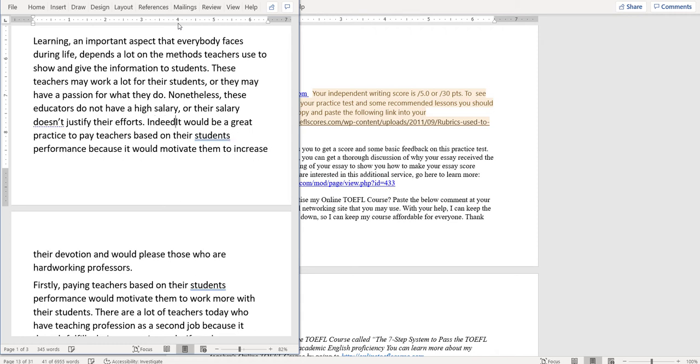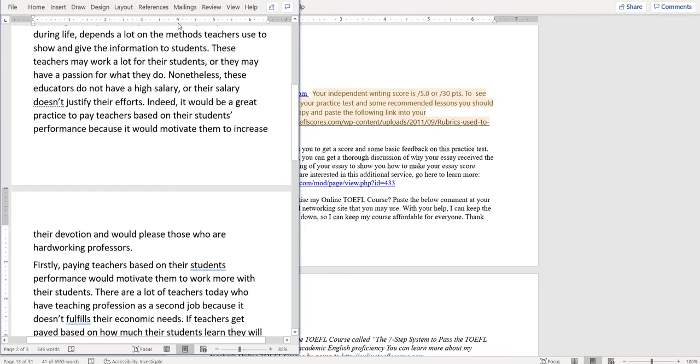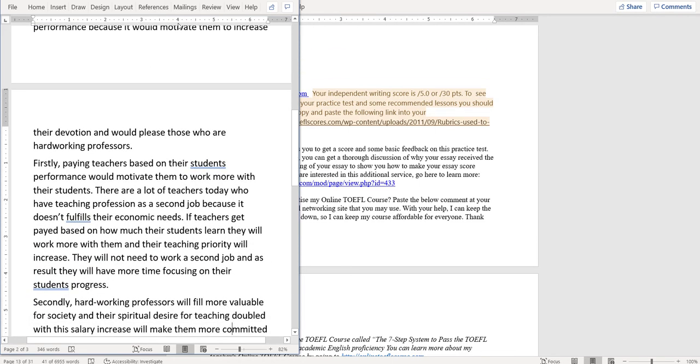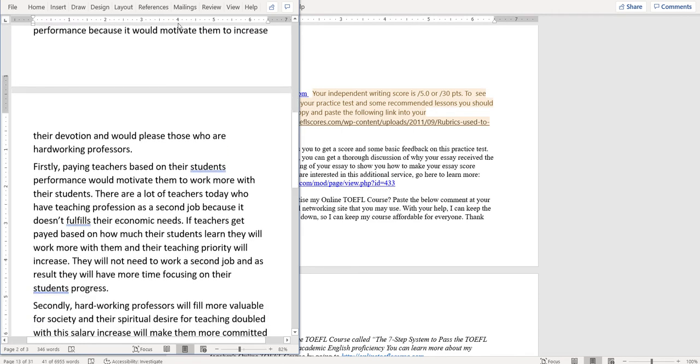How about use something like this? Indeed, it would be a great practice to pay teachers based on their students' performance. I'm going to put a possessive apostrophe there to show possession for that noun, because it would motivate them to increase their devotion and would please those who are hardworking professors. You got it. So the good thing is you understand the concept of a thesis, right?